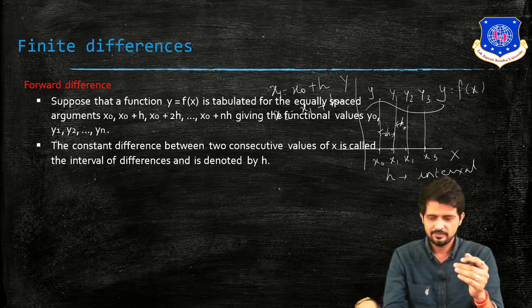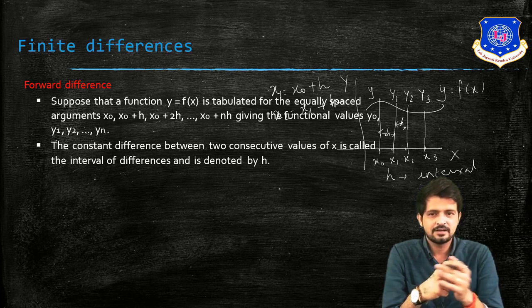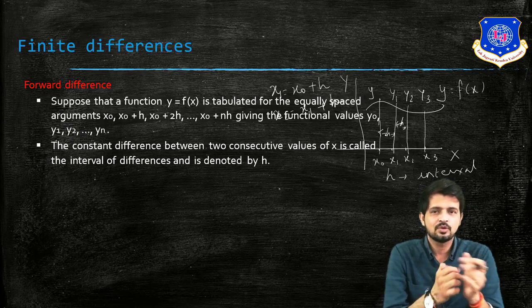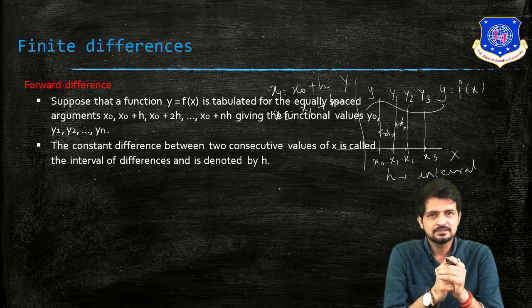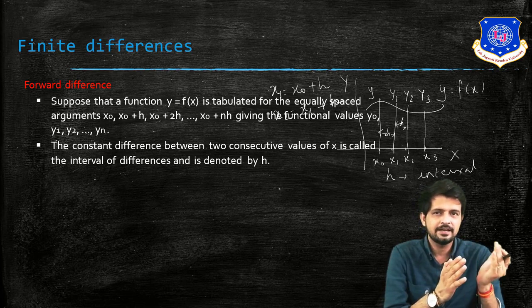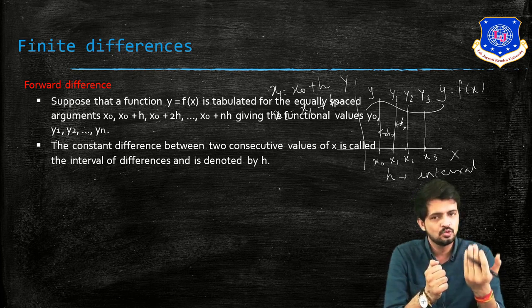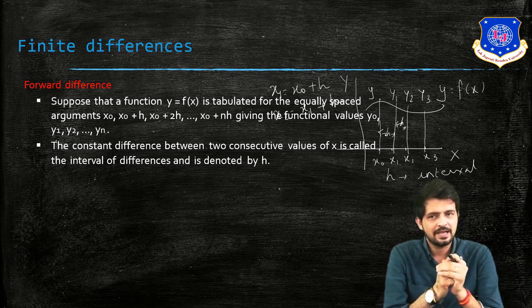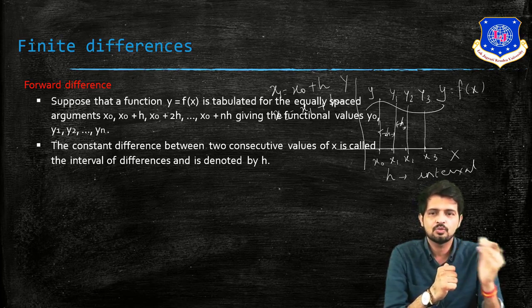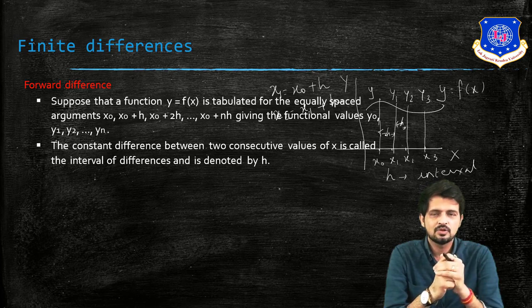But before that, it is given that we are considering y is equal to f of x. It is tabulated for equally spaced arguments. Here x is known as argument. Initial value is x0. By adding h in x0, I will get x1. By adding 2h in x0, I will get x2, and so on up to x0 plus nh. And for that, we are having the function values like y0, y1, y2, y3, and so on. The difference is known as the interval of difference, or the size of the interval. The size of the interval is fixed, h.